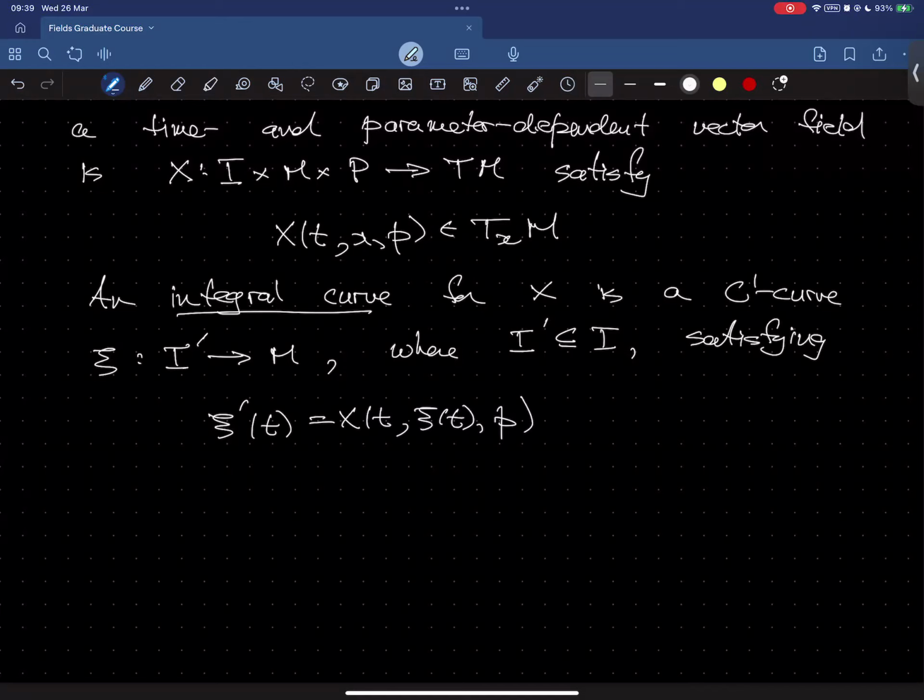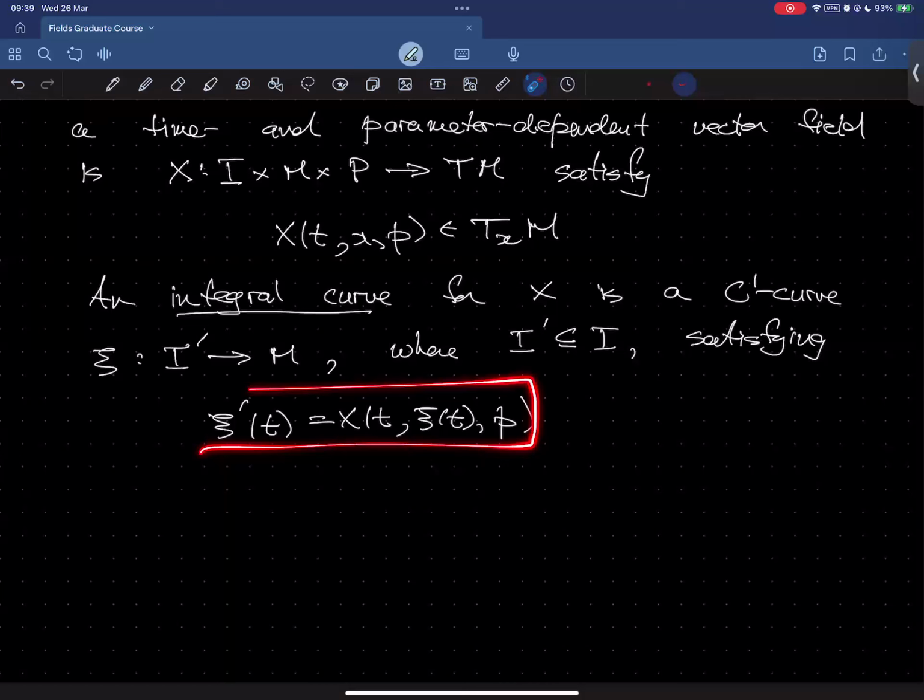So let's get an idea of what these things look like by looking at what this formula looks like if I represent it in a chart.